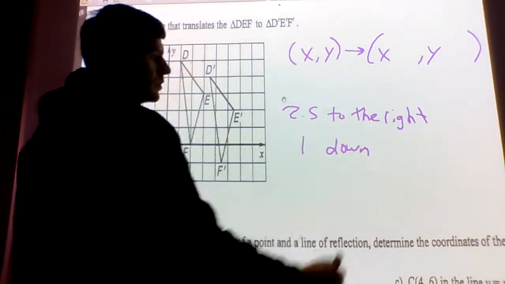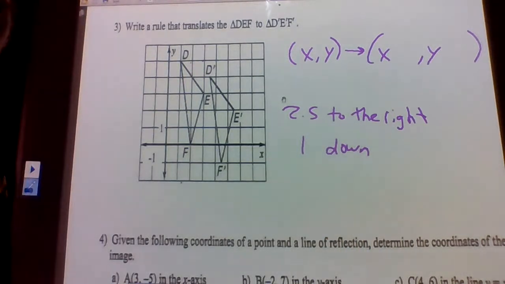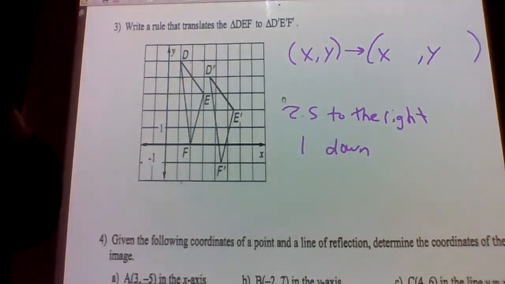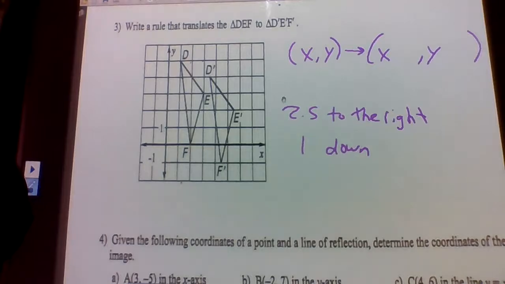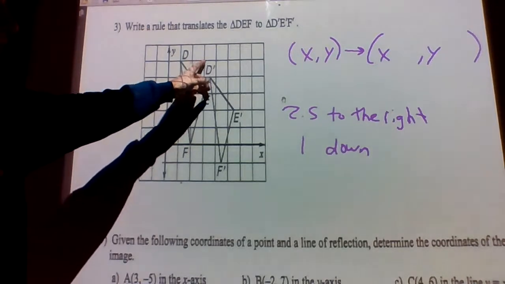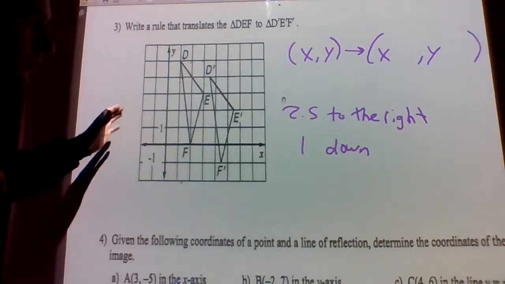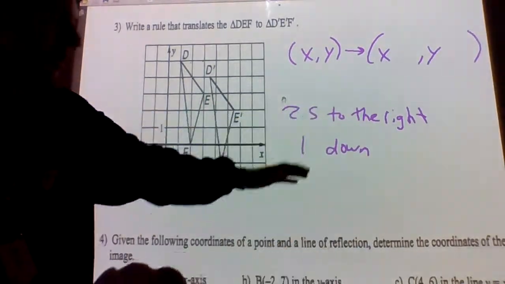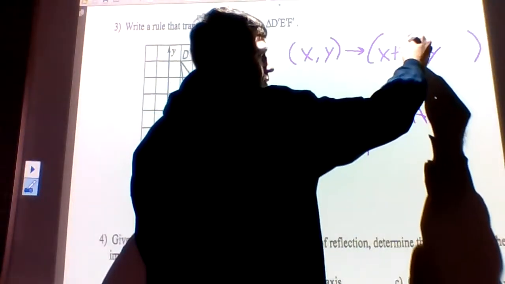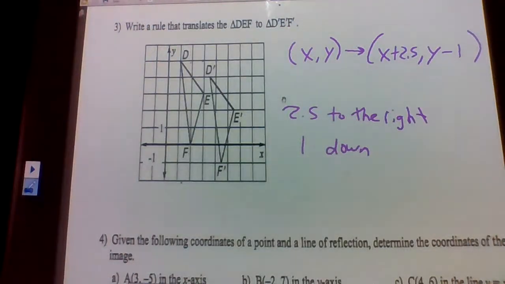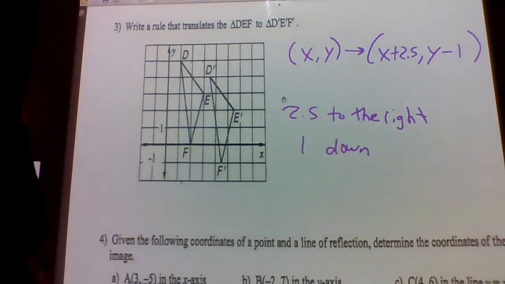So again, you pick 2 of the same pre-image and image points, right? So D and D prime, E and E prime, or F and F prime. Those are the ones you want to pick. It'll work for any of them. But we're going 1, 2, 2.5 to the right, and 1 down. So the horizontal shift is 2.5 to the right, which is a positive 2.5, and it's down 1, so it's going to be -1. So there's our rule. XY goes to x plus 2.5, y minus 1.